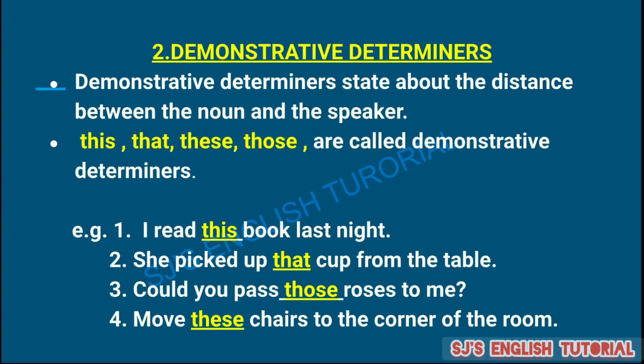Demonstrative determiners. Demonstrative determiners state the distance between the noun and the speaker. This, that, these, those are called demonstrative determiners. Let us see the examples. I read this book last night. She picked up that cup from the table. Could you pass those roses to me? Move these chairs to the corner of the room.